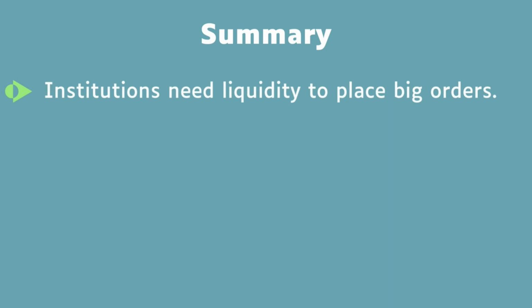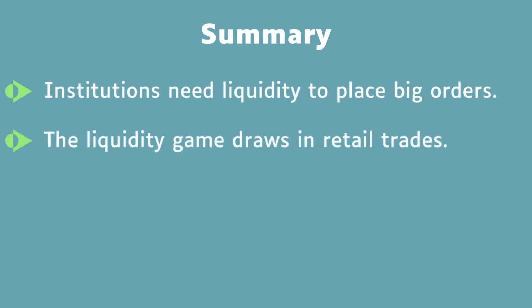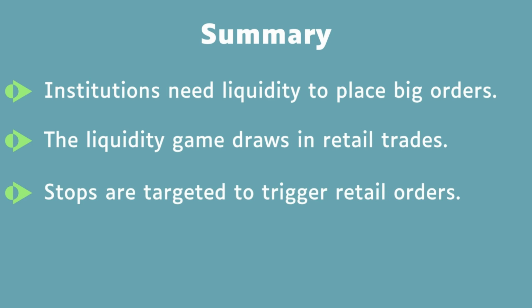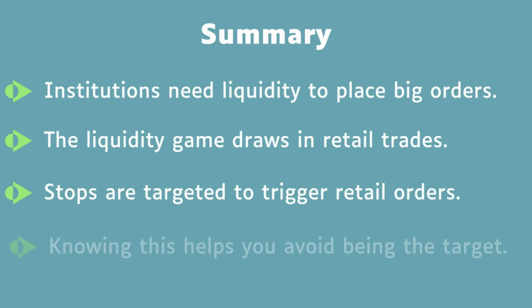Liquidity is essential for institutions to execute large orders. The liquidity game involves creating conditions that encourage retail traders to provide opposing liquidity. Institutions often target obvious stop-loss levels to generate liquidity, and understanding these dynamics helps you avoid becoming liquidity for institutions.